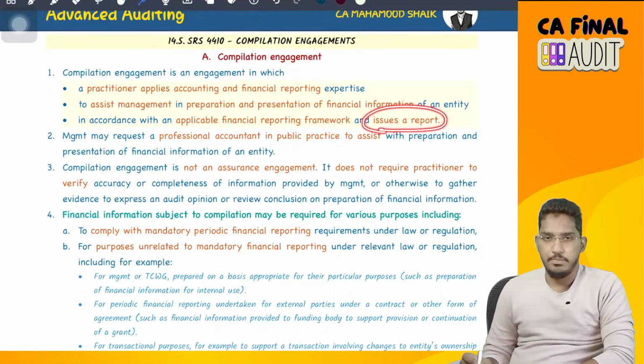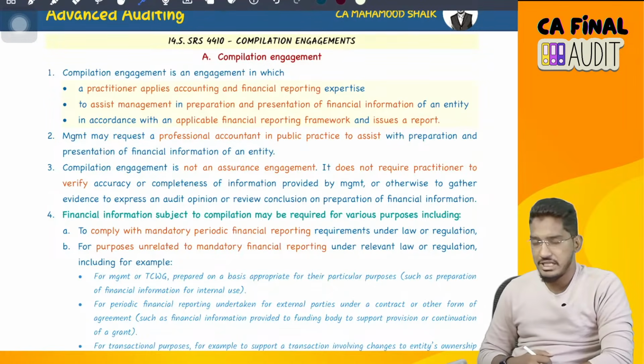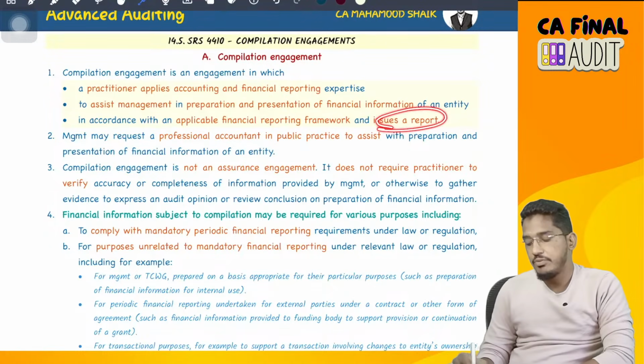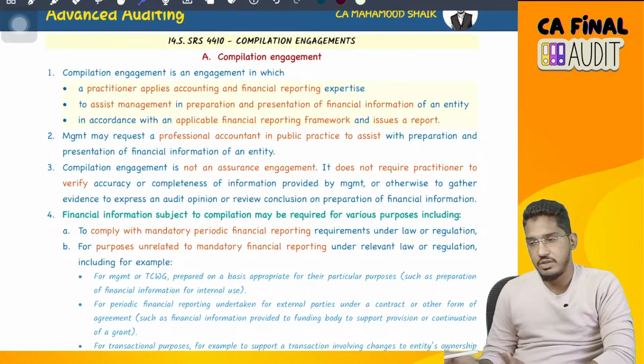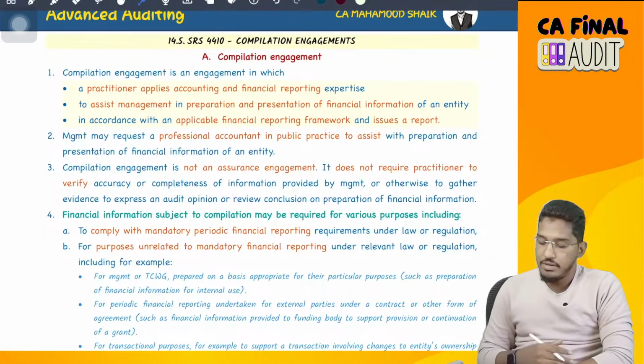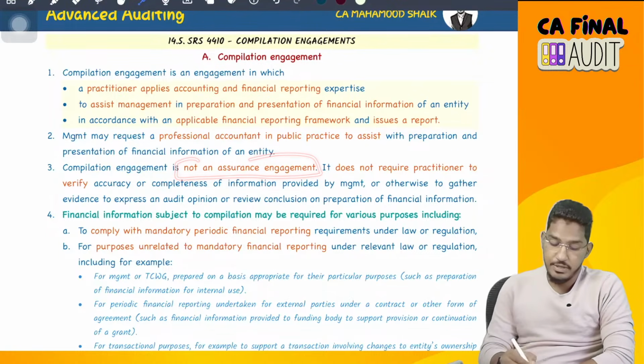And here also you will give a report. After completion of your compilation engagement, you will give a report, but once again, in that report, no findings, nothing. You will just say that you have done the compilation engagement. What are your responsibilities? What are the client's responsibilities? That only you will mention. And one more important thing you have to remember: compilation engagement is not an assurance engagement.